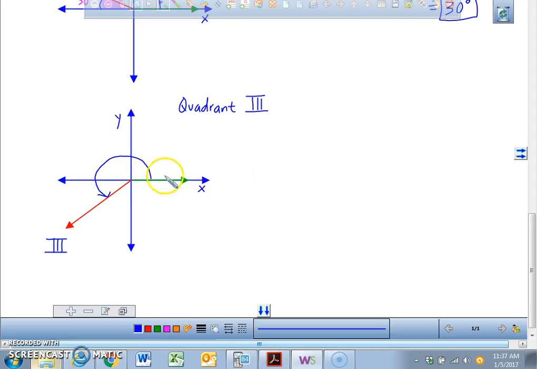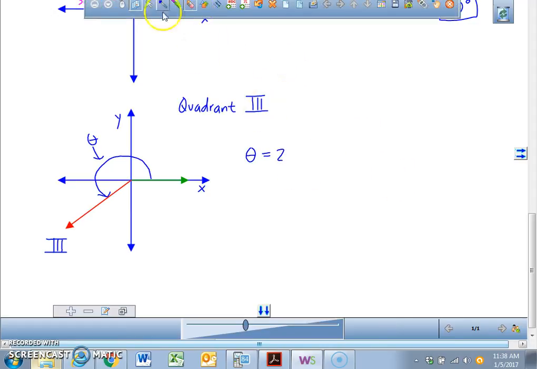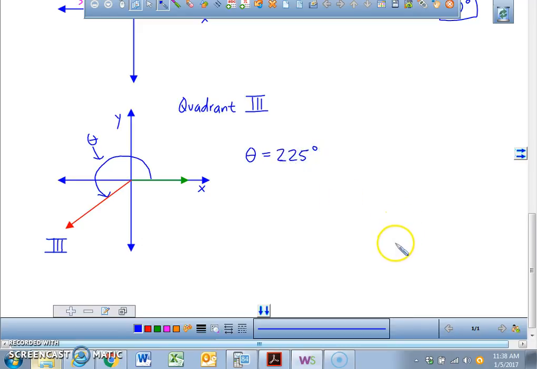So we have 180. By the way, this right here is your theta. I'll say 210. No, 235. Actually, you know what? Not 235. We'll make it 225. There you go. That's fine, 225.